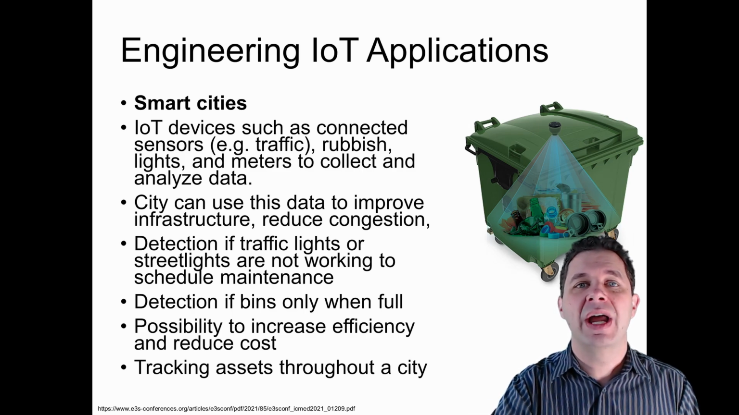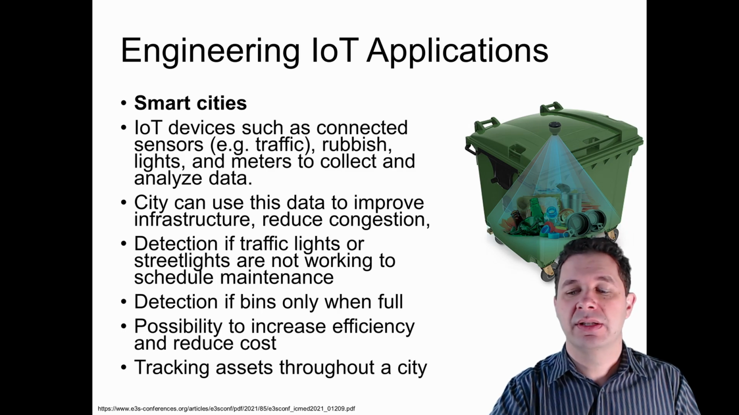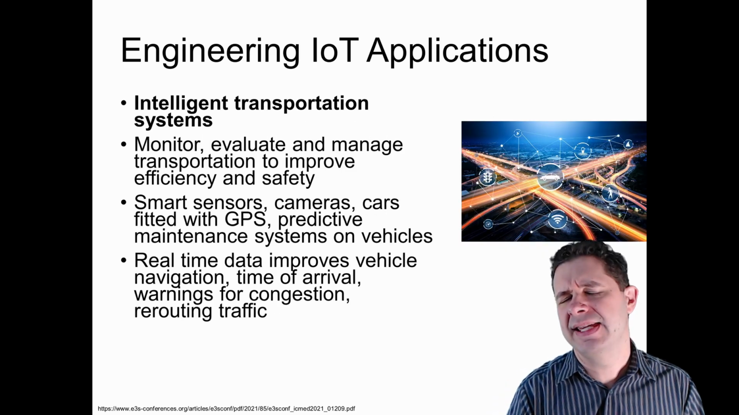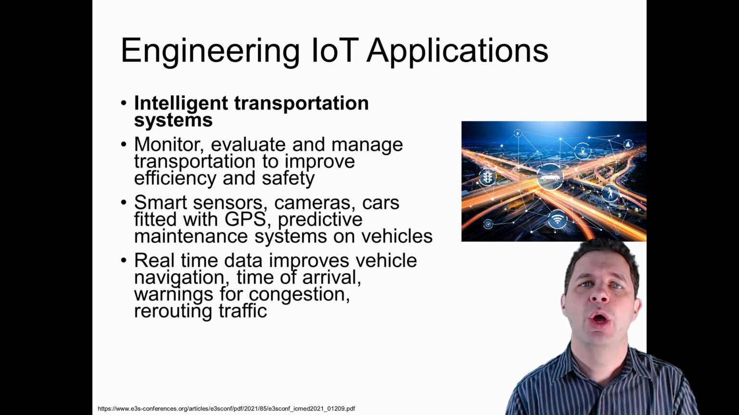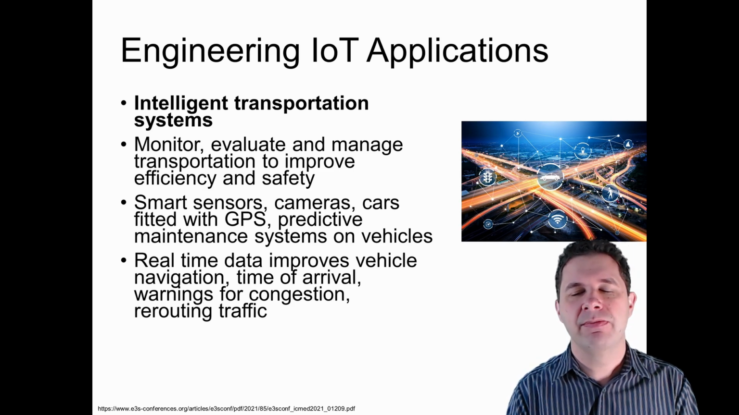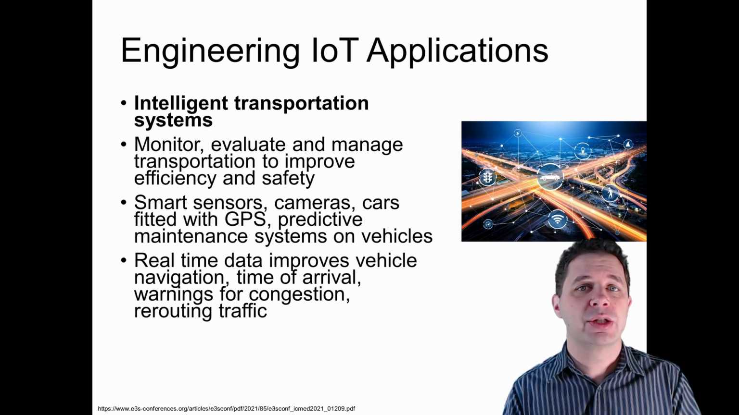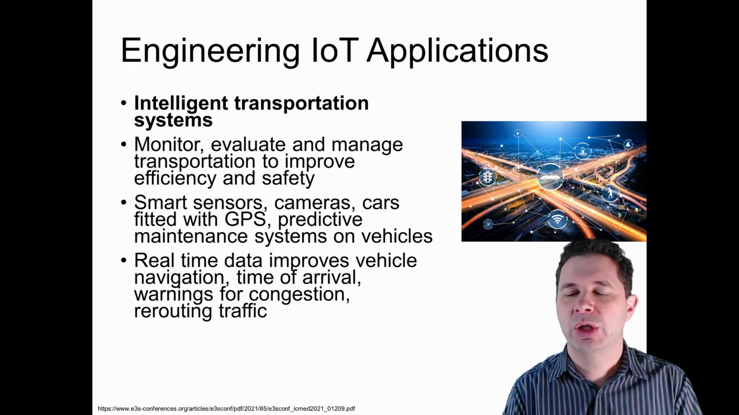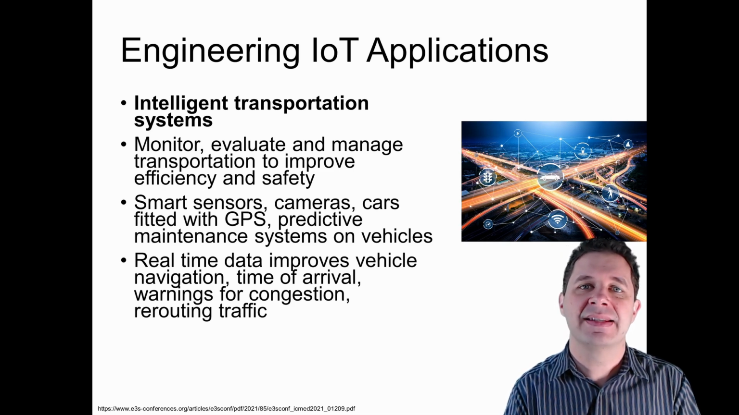Also, we're looking at things like tracking assets through a city. Where are all the garbage trucks? Where are all the civil engineers' vehicles? Where are all the sensors being used? We can track all those sorts of assets as well. Which leads into intelligent transportation systems, where we can monitor and evaluate and manage our transportation, not just road, but also things like rail and our light rail tram systems and our buses and things.